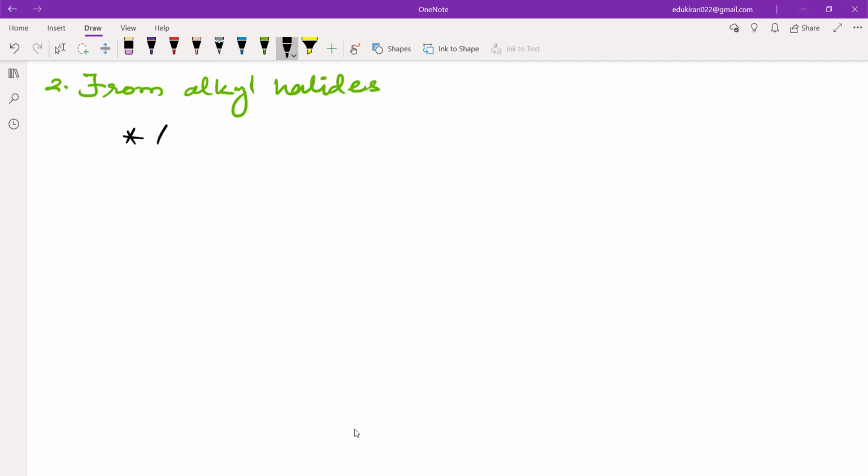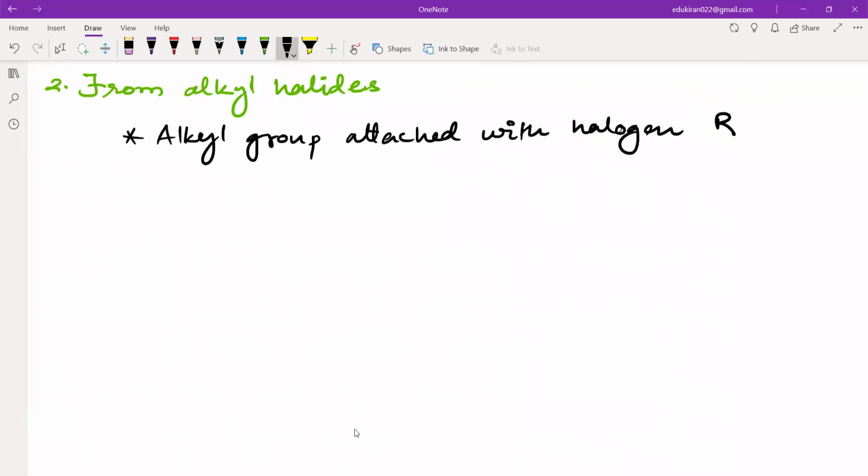What are alkyl halides? An alkyl group attached with a halide, a halogen. R bonded with X. In this, there is a first reaction, Wurtz's reaction. This is a name reaction; that is why it is important. All of the name reactions are going to be important. Wurtz's reaction.